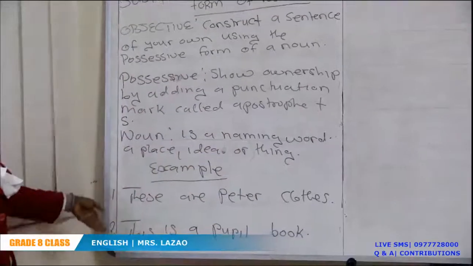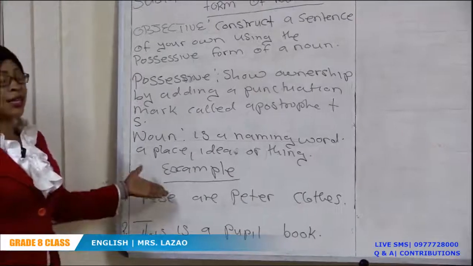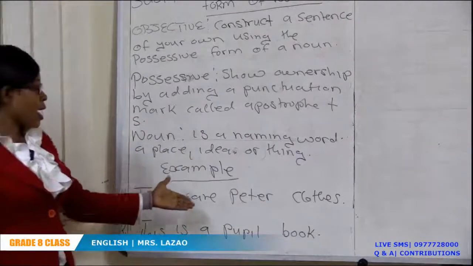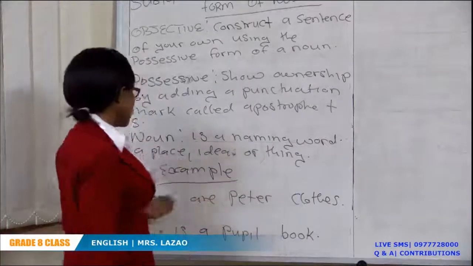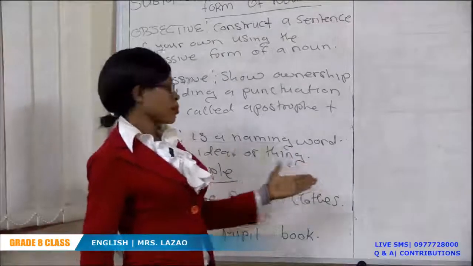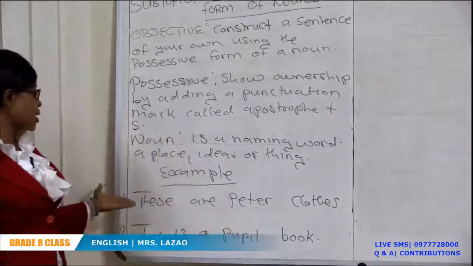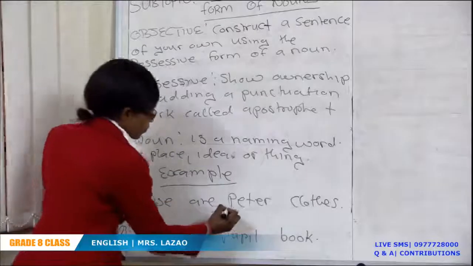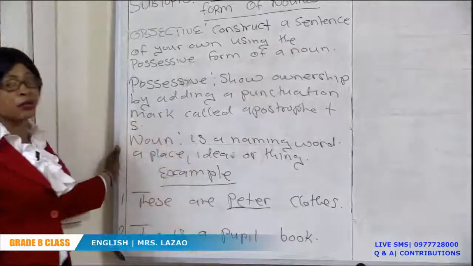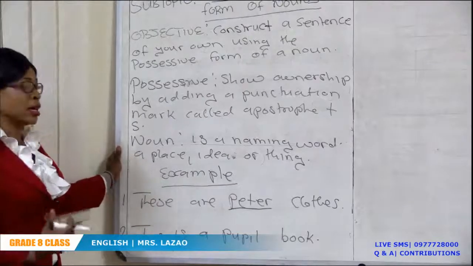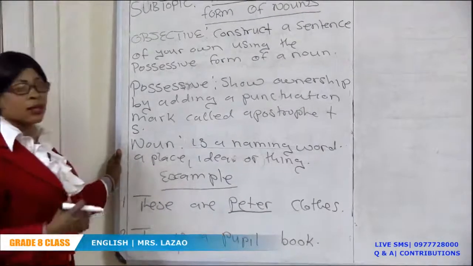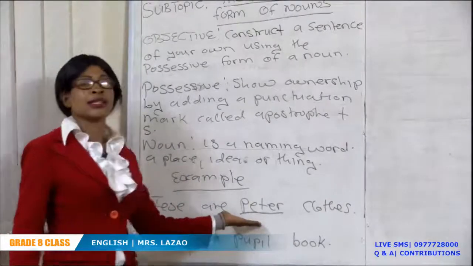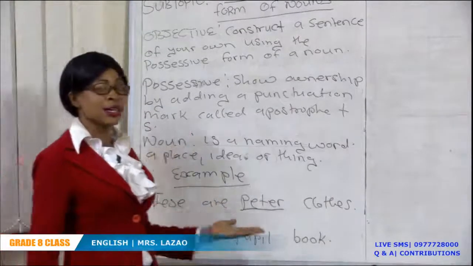Okay, let's look at these sentences on the board. We want to understand the possessive form of a noun. The first one says, these are Peter's clothes. Let's identify which one is a noun in this sentence. Peter is a noun because it is a naming word. It could be John, it could be James, but here we are talking about Peter. And when we look at Peter, it is a singular noun.